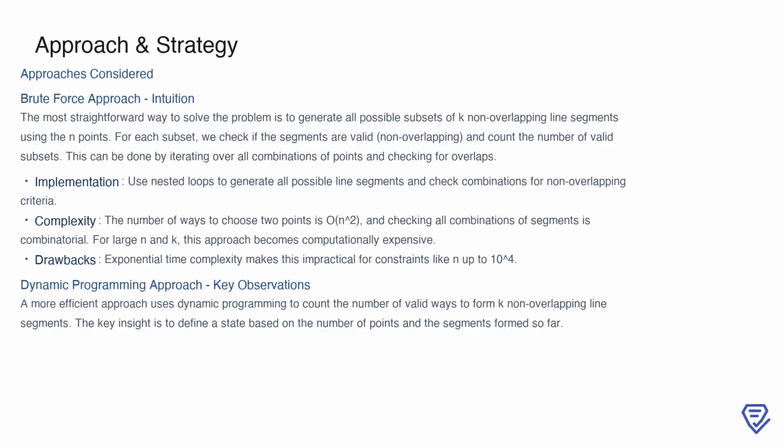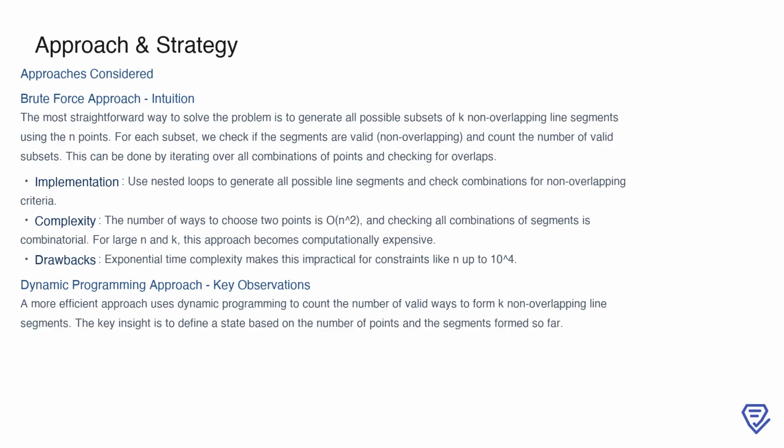This can be implemented by using nested loops to create all possible line segments and testing every combination for the non-overlapping condition. However, the computational cost of this approach is very high. Generating combinations of points has a complexity of n squared, and checking all subsets of segments introduces a combinatorial blow-up. For large values of n, such as 10,000, this approach becomes infeasible due to its exponential time complexity. Instead, we can look to dynamic programming for a more efficient solution.